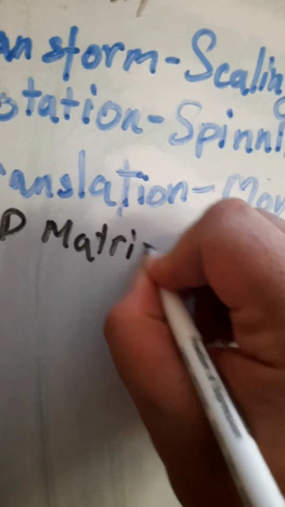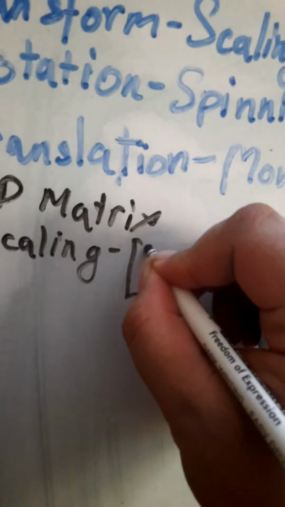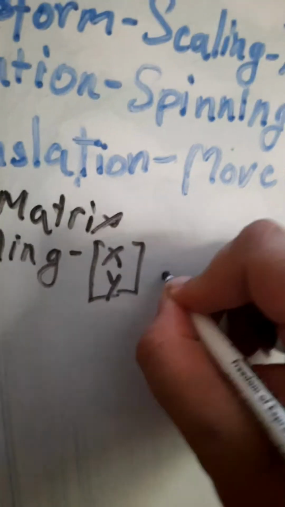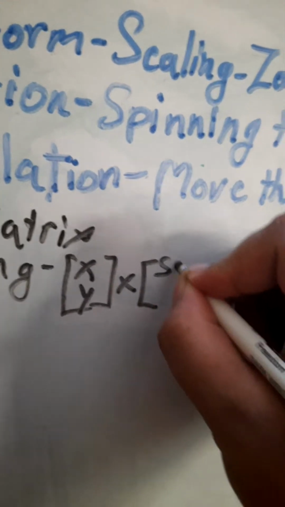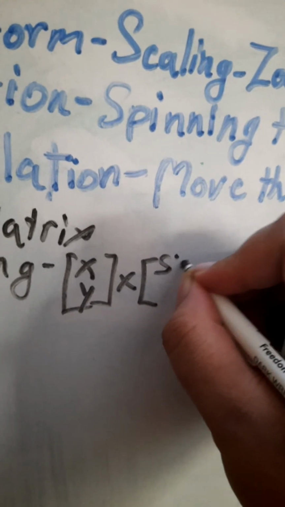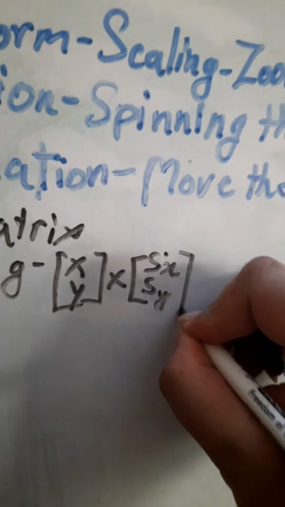So I would show you the 2D matrix of everything. So what is the scaling 2D matrix? It is x comma y multiplied by the scale factor, right? So it is sx, sy. So you just have to multiply it with the scaling factor. Or let's say, you see this? Okay.